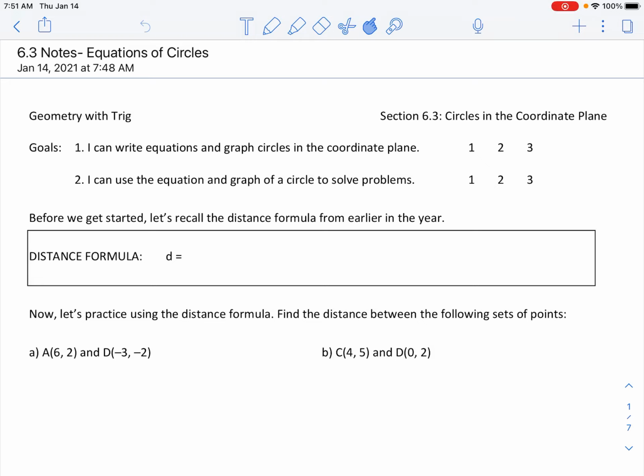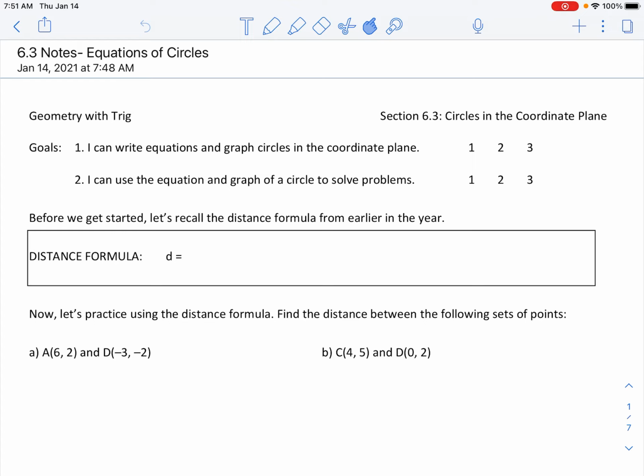All right, today we're going to go ahead and get into section 6.3 notes, equations of circles. Our goal today is to be able to write the equation of a circle either from a word problem or from a graph. And then our other goal for today is to work backwards and be able to find the center and the radius when we're given the equation.